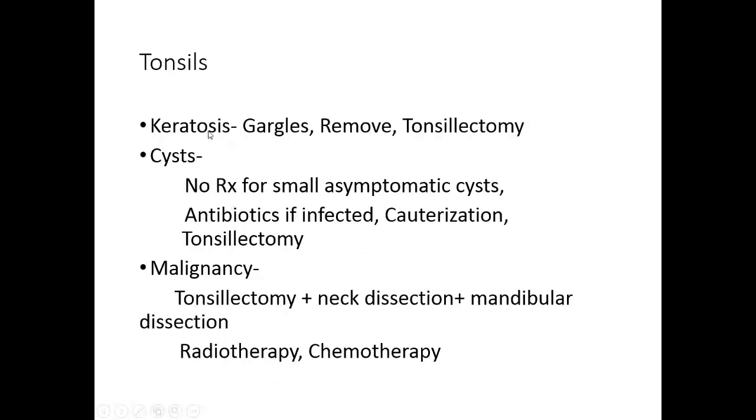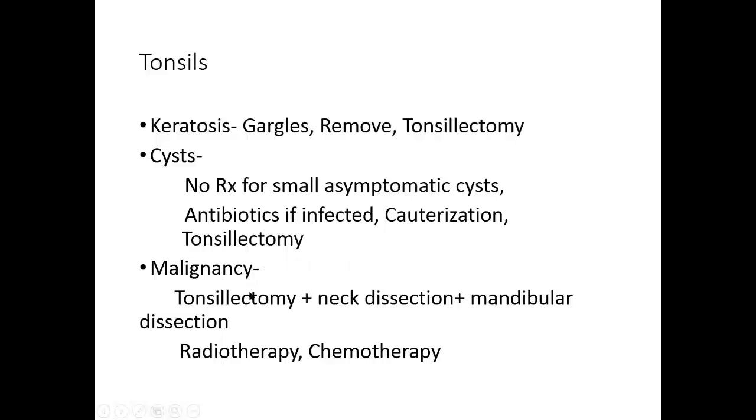Treatment for tonsillar keratosis, where you see lots of white dots on the tonsil, is just throat gargles, or manual removal, maybe with a toothbrush, which the person can do himself. In cases of halitosis, you might consider doing a tonsillectomy. A cyst on the tonsil, if the patient is asymptomatic, requires no treatment. If infected, antibiotics can be given, and the cyst can be removed by cauterization or by doing a tonsillectomy.